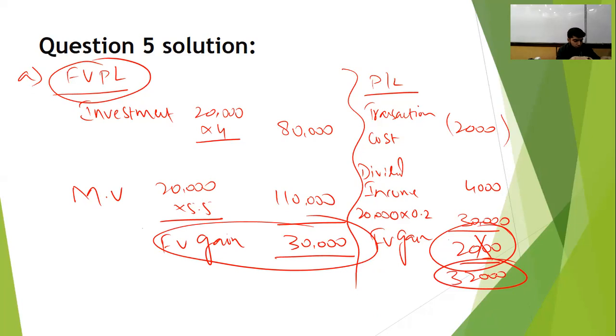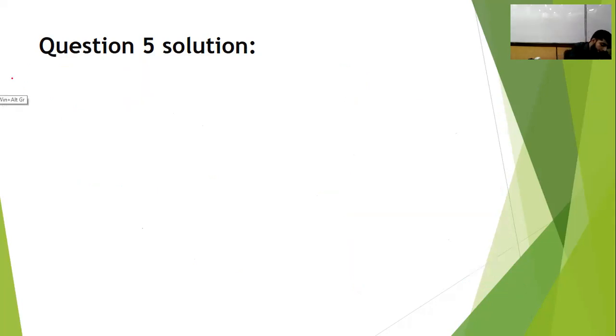So this question was solved through fair value through P&L, and now we will solve the same scenario with fair value through OCI. Is it clear so far? Yes, everyone, is it clear so far? We'll solve this question now with the fair value through OCI approach. Part B, fair value through OCI.